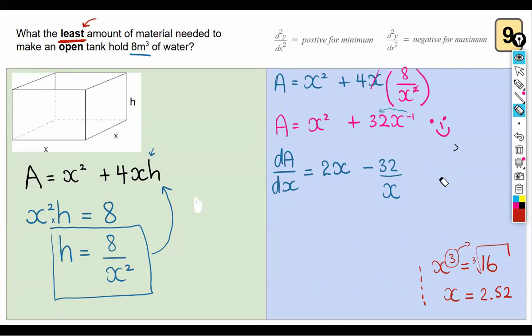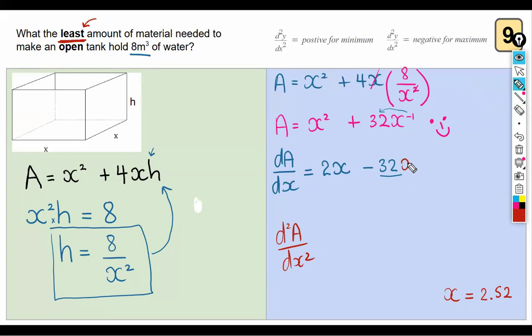Let's clear up the clutter here. Remember, the value we're testing is what? 2.52. Now, it had a squared here, right? It's time to differentiate one more time. So throw that x squared on top, right? So I'm throwing them back on top because it's time to differentiate. Differentiate one more time and let me know what you guys got.